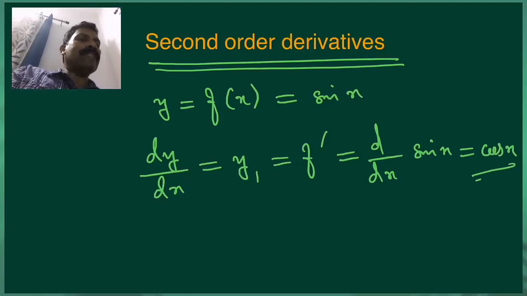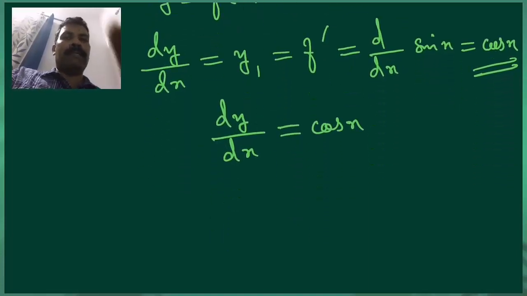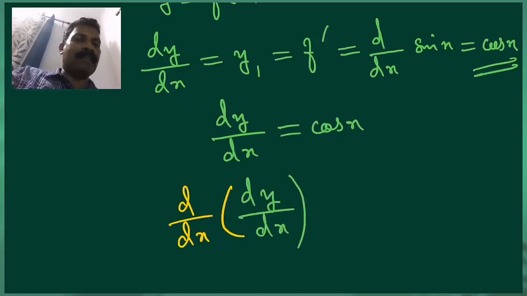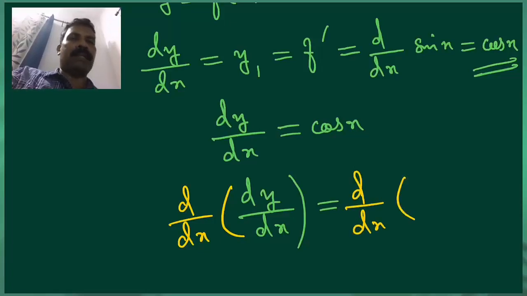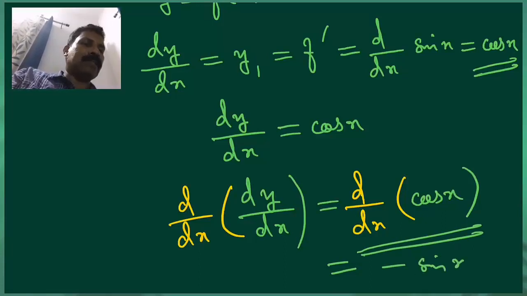Now we can differentiate this function again. At present we have dy by dx equals cos x, isn't it? Now we are taking the differential operator d by dx on both sides again. That is, we have d by dx of dy by dx on the left hand side and d by dx of cos x on the right hand side. Now you know the derivative of cos x, that is equal to negative sin x.